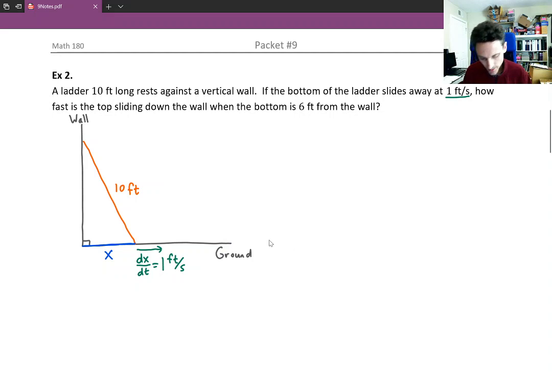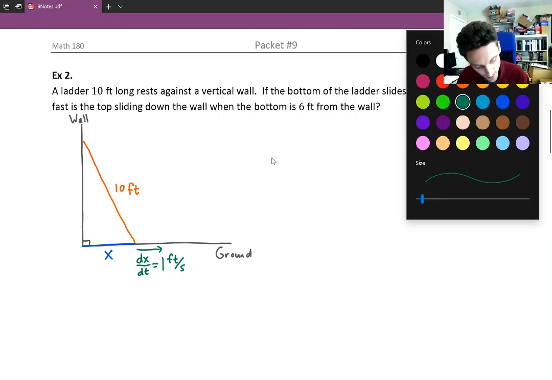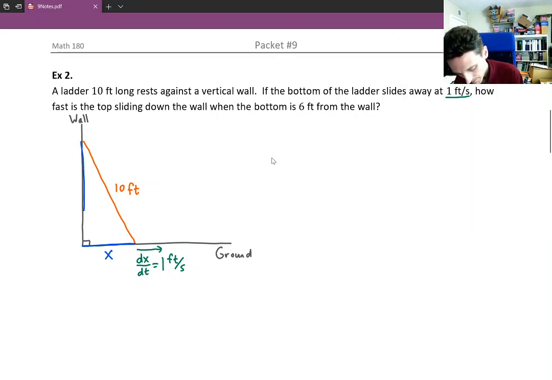Now we're going to want to know how fast the top of the ladder is sliding down the wall, and for that we want to have a variable to represent this vertical distance from the ground up to the top of the ladder, and we're going to use y to represent that. And our goal then is to find what is dy dt. What is the rate at which y is changing with respect to t?